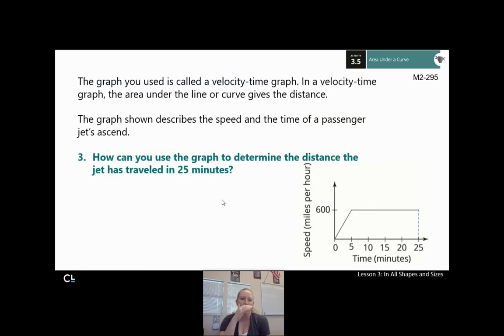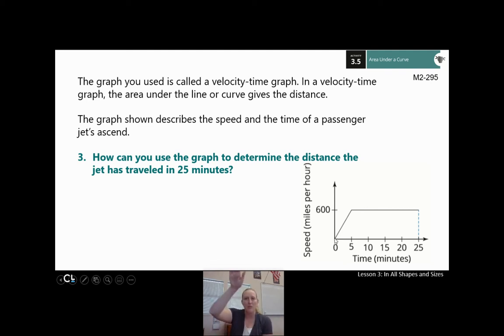This graph that we just used is what we call a velocity time graph. And in a velocity time graph, you might want to underline this or something. In a velocity time graph, the area under the line or the curve gives the distance. True story, yeah. So this graph shown describes the speed and the time of a passenger jet's ascent, right?